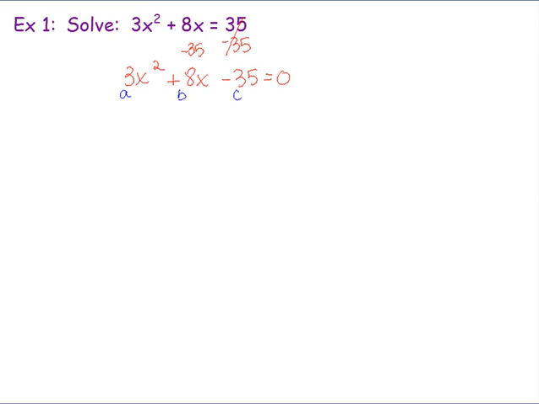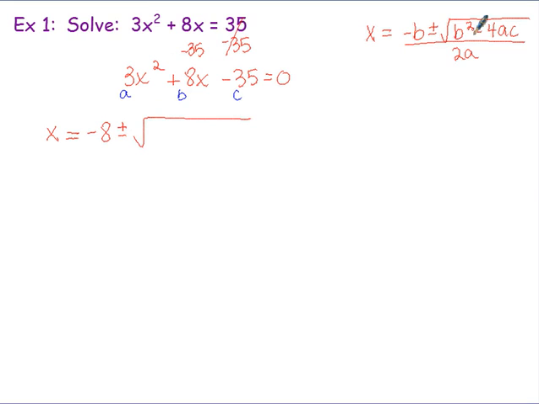We're going to plug it into our formula. So we start off with x equals. Our formula looks like this. We'll jot it down over here. Negative b plus or minus square root of b squared minus 4ac, all divided by 2a. So I need the opposite of b. Well, b is 8, so the opposite of 8 is negative 8, plus or minus, and a large square root.